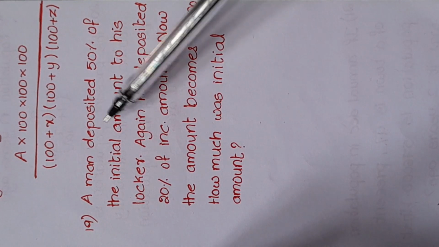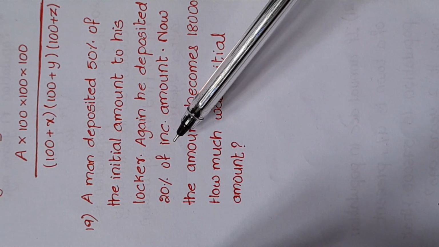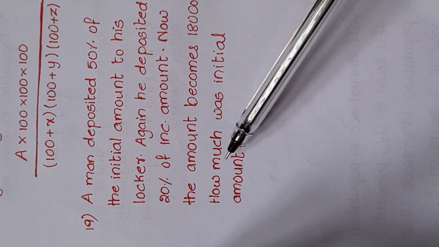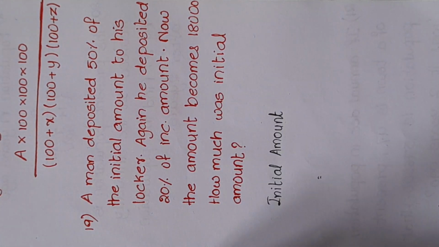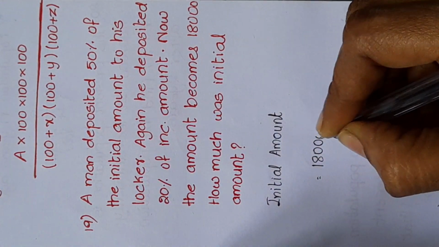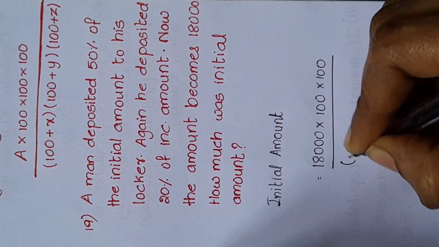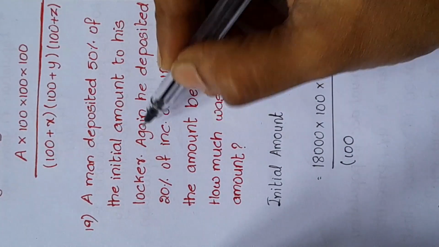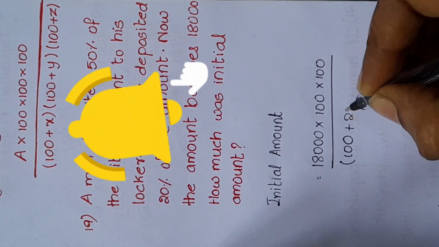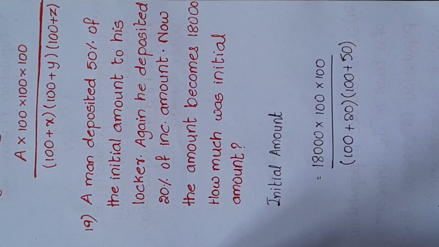19th question. A man deposited 50% of the initial amount to his locker. Again he deposited 20% of the increased amount. Now the amount becomes 18,000. How much was the initial amount? Now substituting all these values in this formula, the value of A is 18,000 into 100 into 100 by, as amount is added, we should keep plus, that is 20, 100 plus 50.